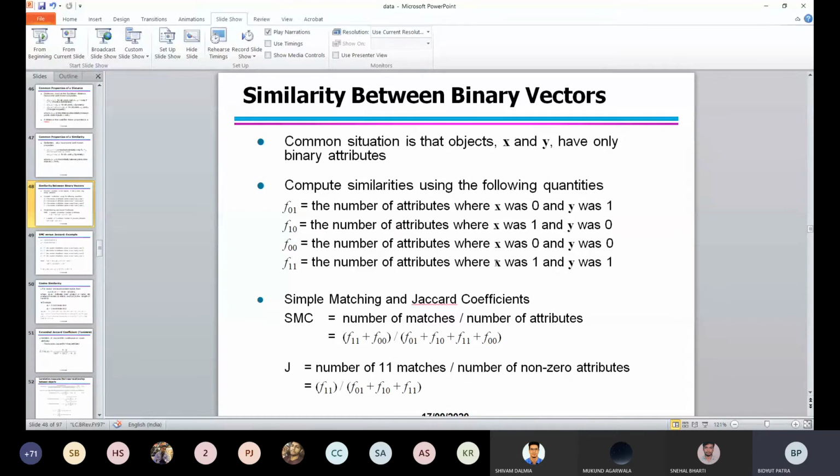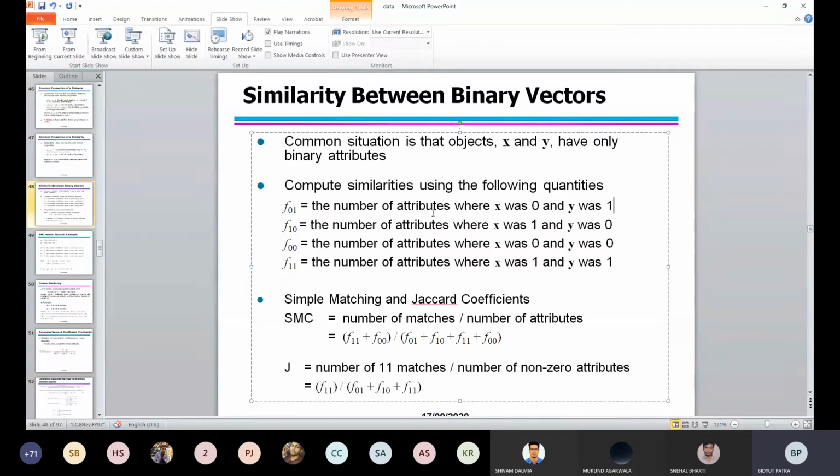So simple matching, there are some terms here. This is applicable for binary attributes. So f01 is the number of attributes where x was 0 and y was 1. Let me tell you what this means. You have binary attributes, and let's say you have a pair of objects. Both objects should have the same attributes that we are studying. If it is different attributes, I am not covering that right now.